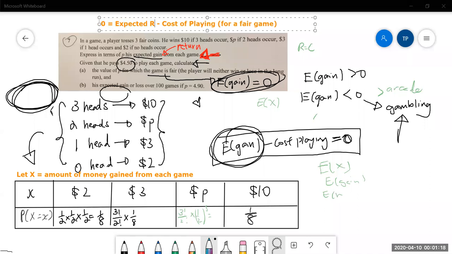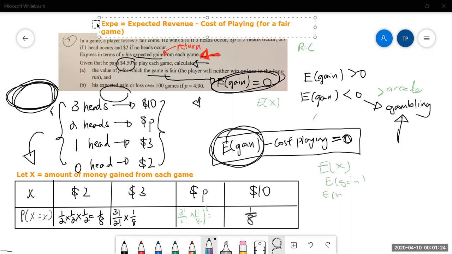I use revenue instead, Ken. Okay. Yeah. Because I use profit.